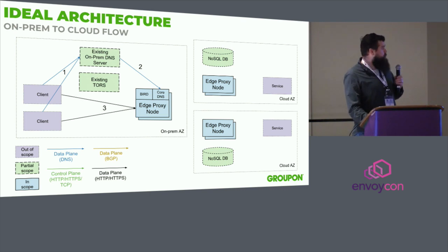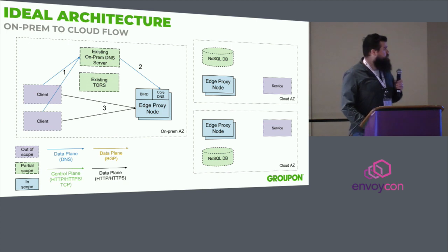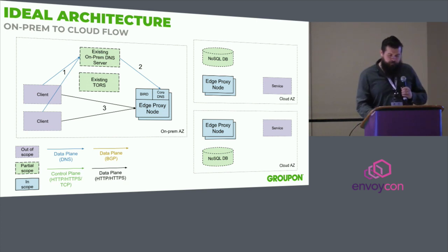Now, there are multiple edge proxy nodes here that are in the mix. We have more than one because we want to be highly available. And we're using BGP to load balance across that. And we'll look at that here in a second.